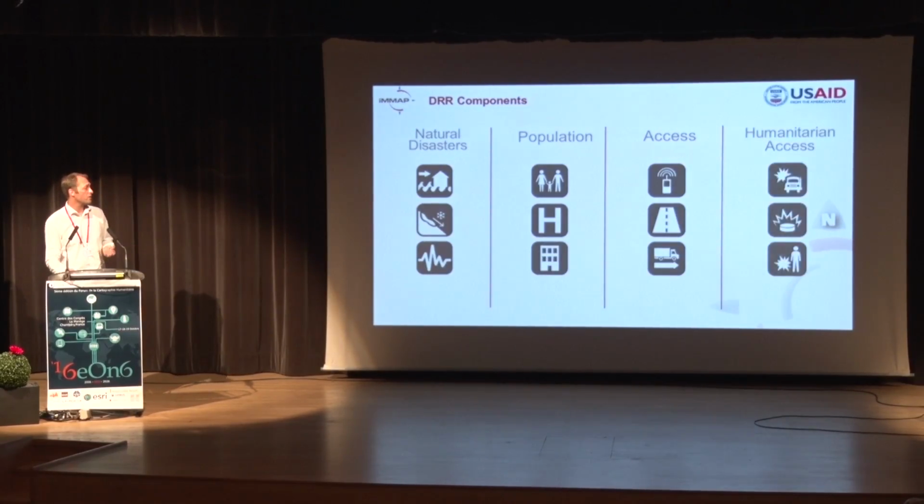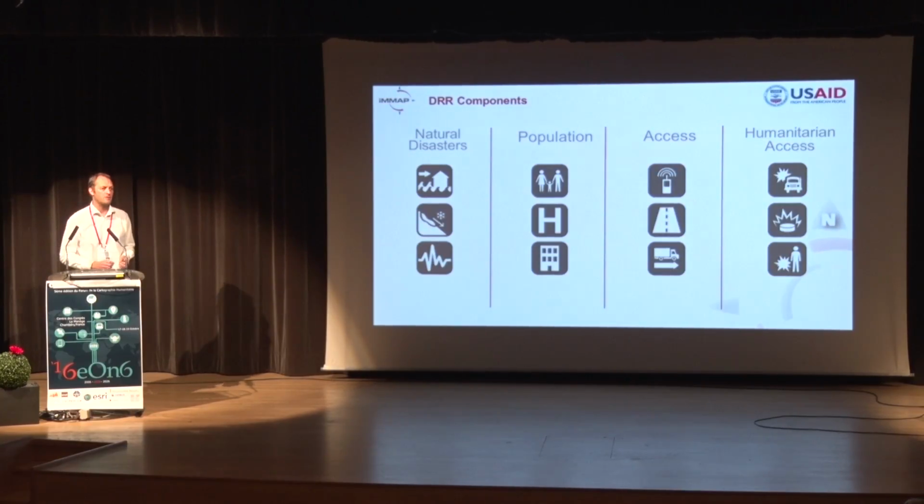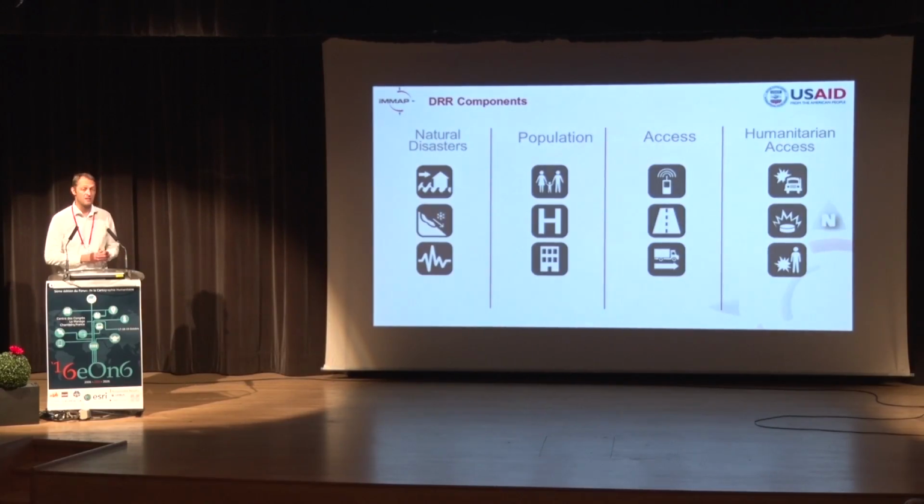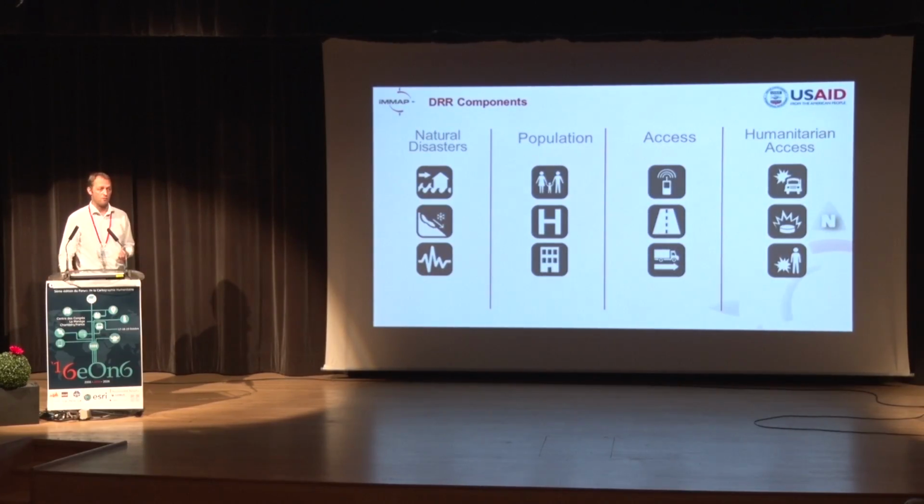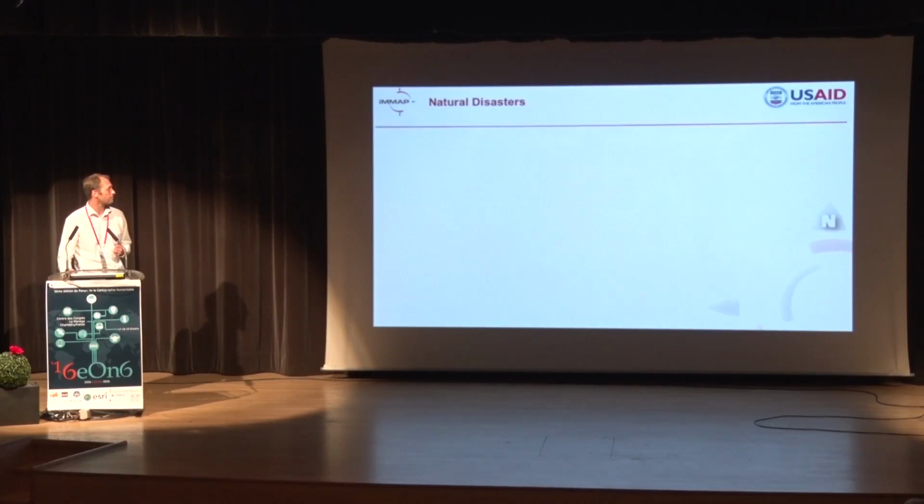And unfortunately, we also had to model all the security incidents. IMAP has mapped 135,000 security incidents, humanitarian access incidents since 2008. Kidnappings, landmine explosions, how many people have been killed? This is relevant if you are working in the field.